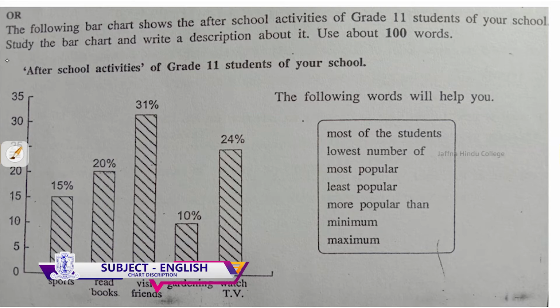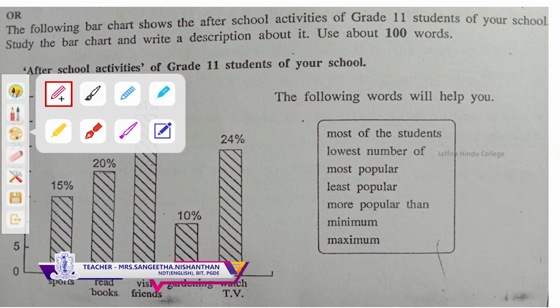Here's another example. What does it show? Look at the title carefully. The chart shows the after school activities of grade 11 students of your school. When you are writing, you should change it to my school or our school. Study the bar chart and write a description about it.